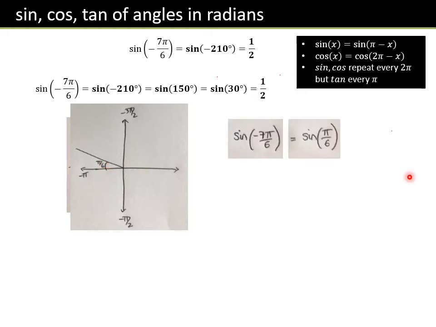Sine of that must be the same as sine of the acute angle made with the x-axis. So I can see here directly sine of minus 7 pi over 6 is the same as that. And in this quadrant, in CAST, sine is positive, so it's just that. And sine of pi over 6, same as sine of 30, is 1/2.